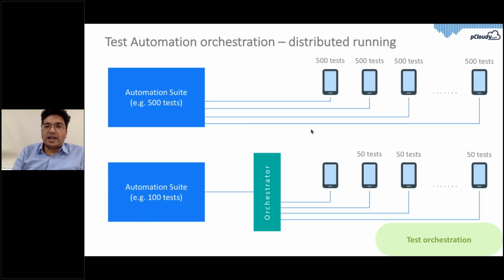But in case of mobile app, there is another level of challenge that we have seen, and that's where there is a different level of orchestration which is required, which can also be called a distributed running mechanism. So, for example, let's say there's an automation suite of 500 tests, and you want to run on 50 devices. One way is to run all the 500 tests on all the 50 devices, but then that's very time consuming.